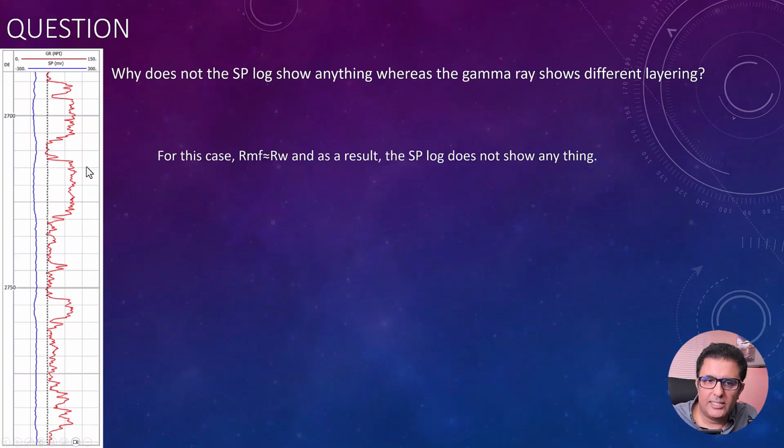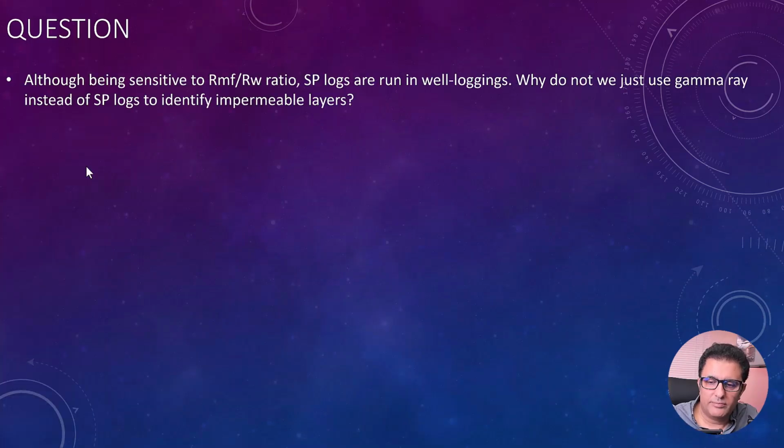The reason is that in this example, RMF was equal to RW. That happens, for example, in deeper formations. If we use saline-based drilling mud, then RMF will become almost equal to RW. The resistivity of the mud filtrate is almost equal to the resistivity of the formation water, and then we're not going to see anything from the SP log.